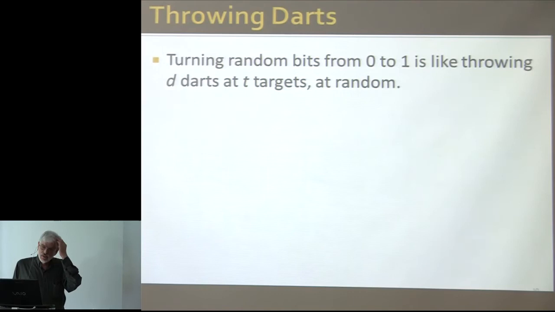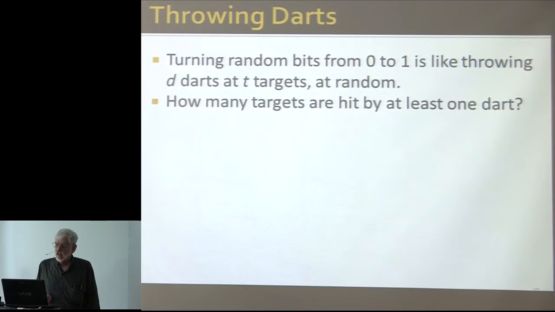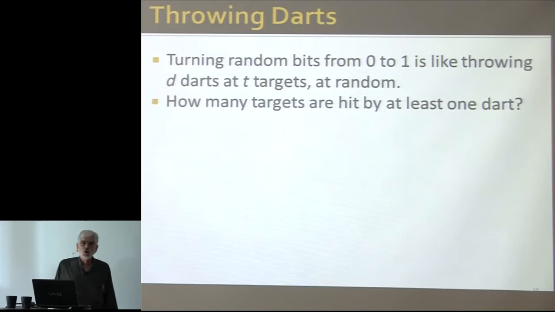okay, think of this. You have D darts. D is the number of elements times the number of hash functions. And you've got T targets. T is the length of the array. Every dart gets thrown, hits one of the targets. Again, it's all random, equal probability. And what I want to know is, what's the expected number of targets that are hit by one or more darts?